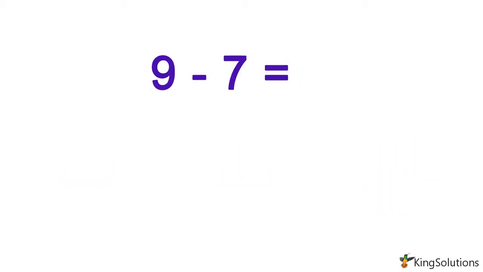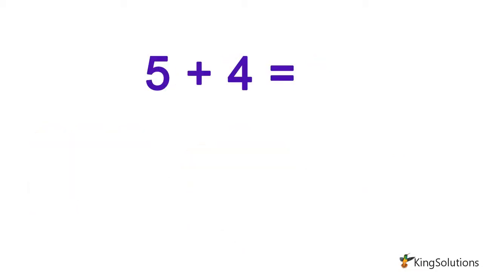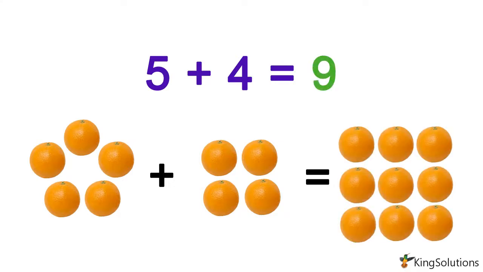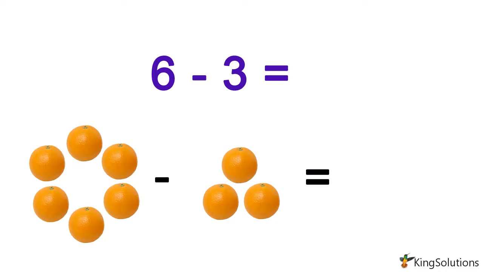9 minus 7 equals 2. 5 plus 4 equals 9. 6 minus 3 equals 3.